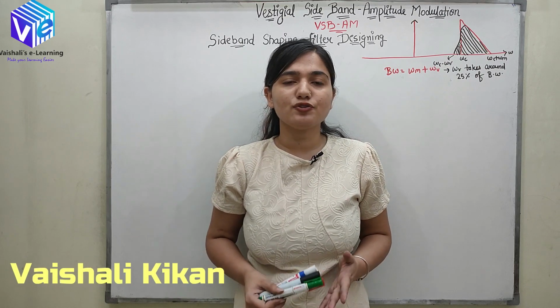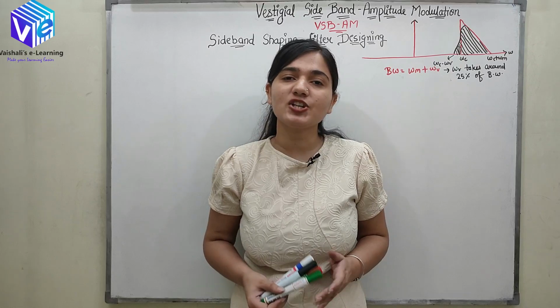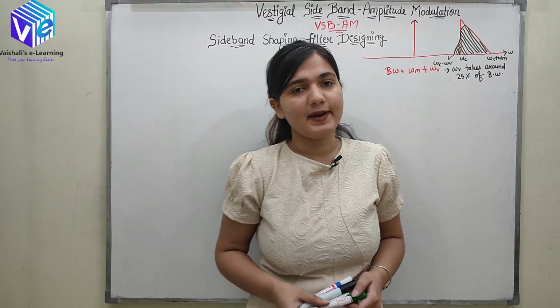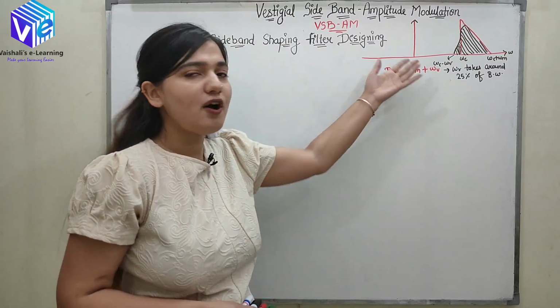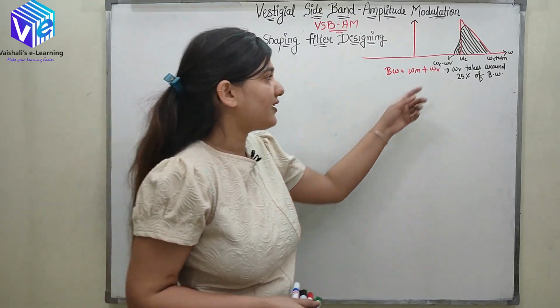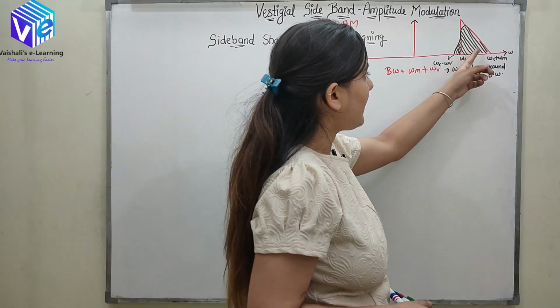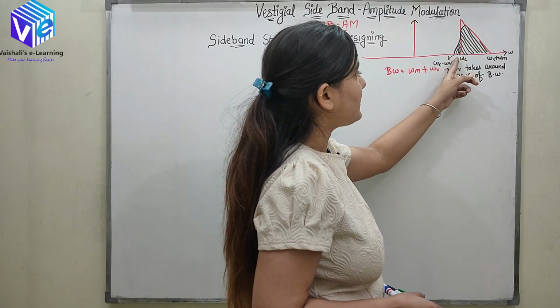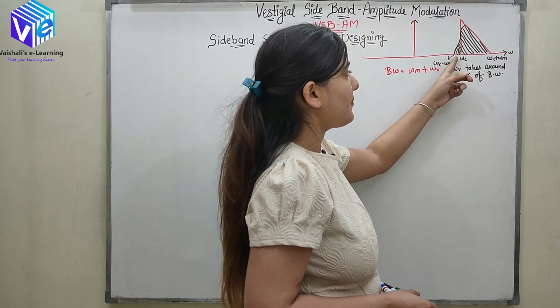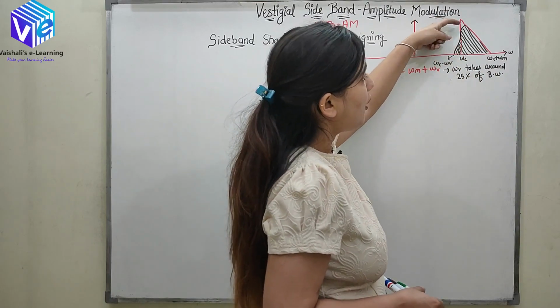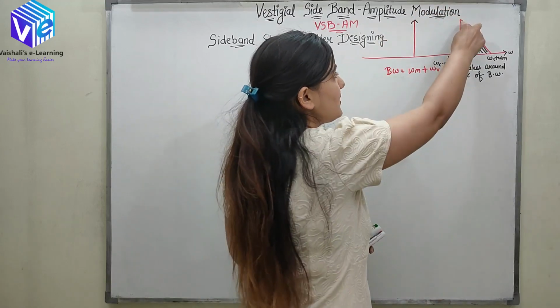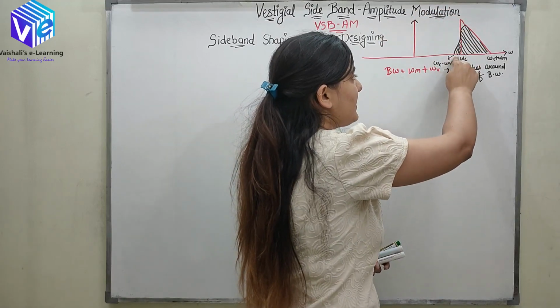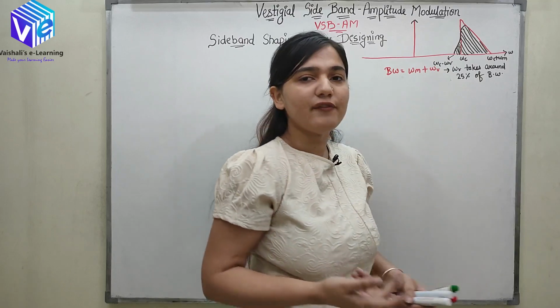In this video I am going to talk about the designing of the sideband shaping filter in vestigial sideband. I have already talked about the waveform of the vestigial sideband. So the vestigial sideband waveform had the upper sideband and the vestige of the lower sideband, which is compensating for the left portion of the upper sideband. So this portion is left. Instead of this, I am sending the information with the vestige of the lower sideband.